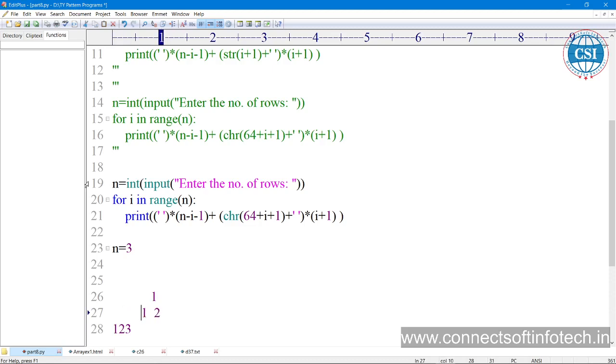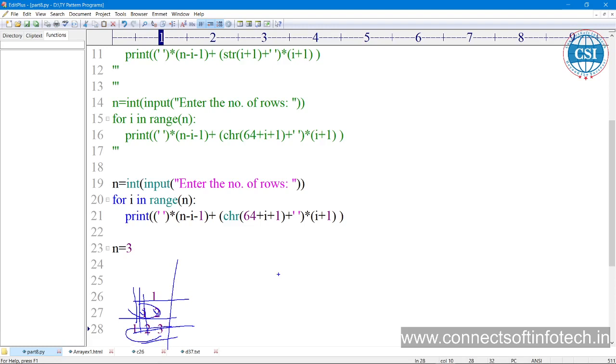Now you can observe that in every row the symbol keeps changing. Look at the columns: this symbol is changing, this symbol is changing. The first row is 1, the second row is 1 2, then 1 2 3. The values are changing, which means every row does not have a common value.